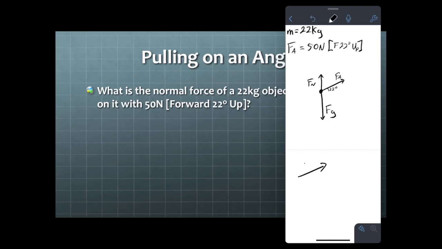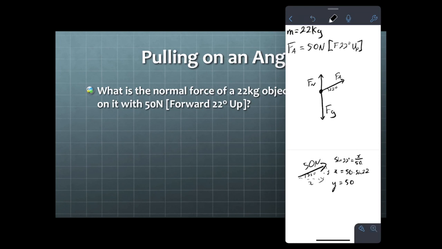The applied force of 50 newtons can be broken down into its x component and its y component. The x component can be found by using the sine of the angle, and this is equal to x over 50. The x component of this is now 50 times sine 22.